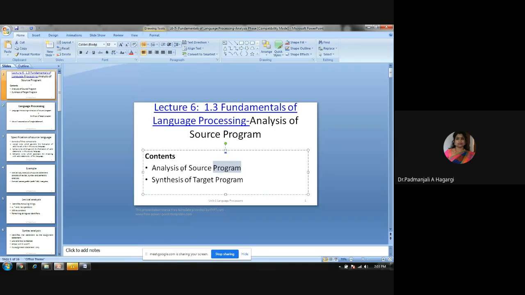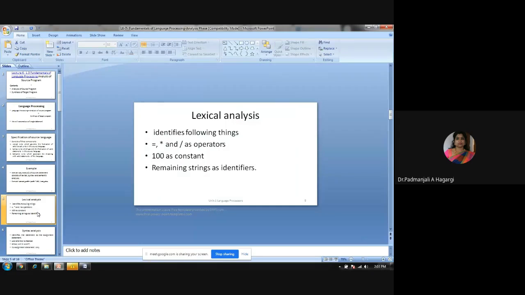Analysis of the source program was studied under the front end, and synthesis of the target program was called the back end of the program. In analysis, we studied three phases: lexical analysis, syntax analysis, and semantic analysis. In the synthesis phase, we studied the intermediate code and object code, and the last phase, which is the target program generation. So that was under the synthesis phase. This is all about the compiler phases. I will show you the figure of the compiler.